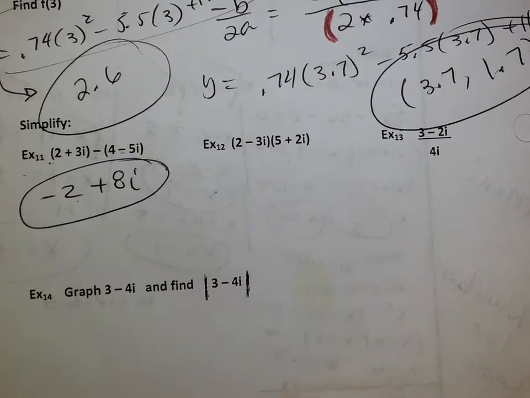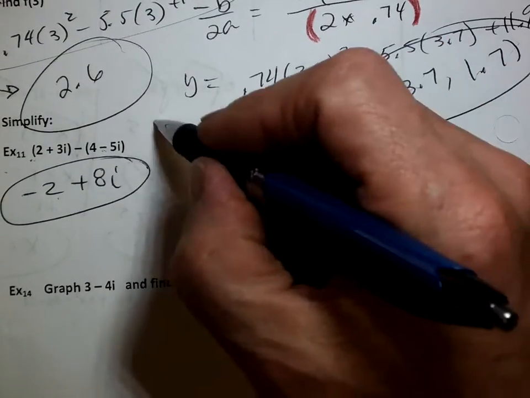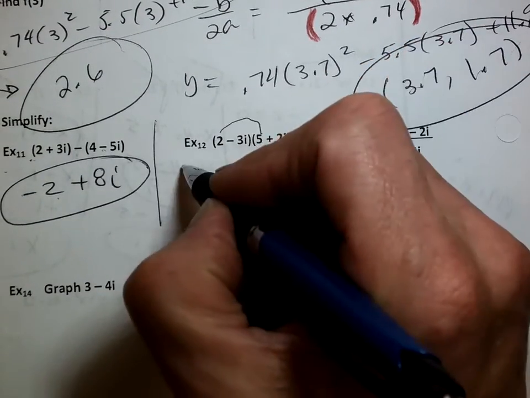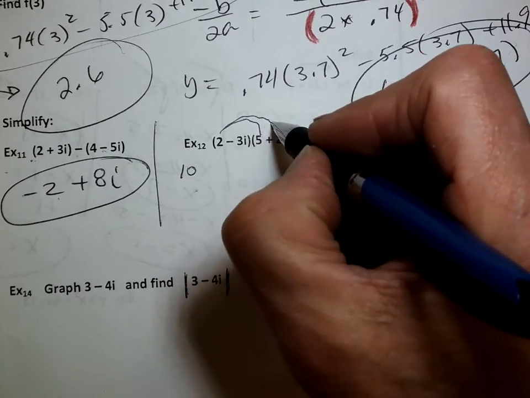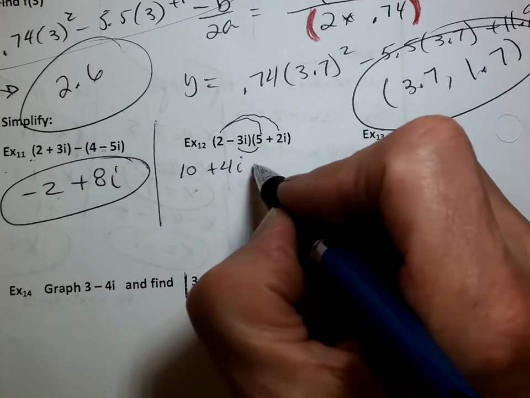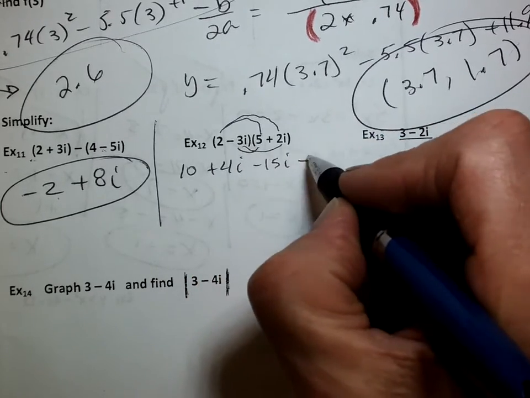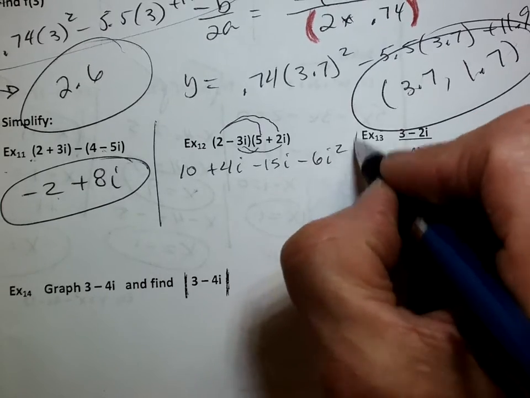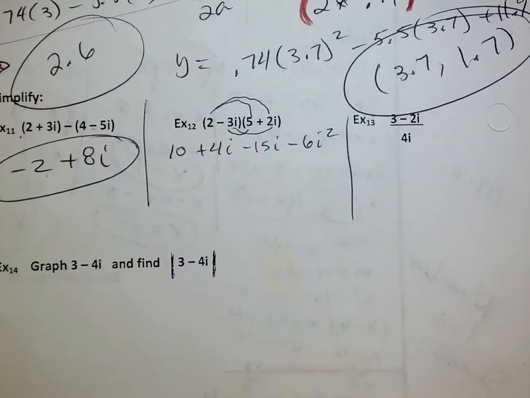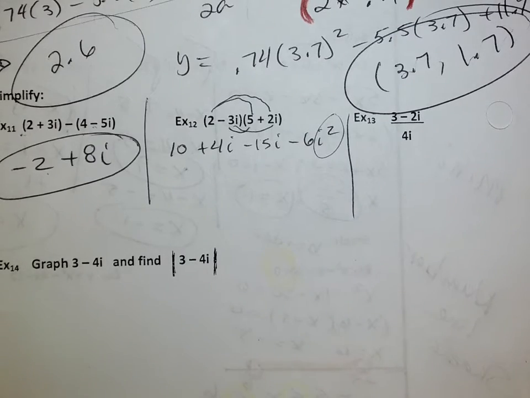12. I'm going to FOIL. 10 plus 4i minus 15i minus 6i squared. Bailey, are you ready? What's i squared? Awesome. Negative 1, right? i squared is negative 1.